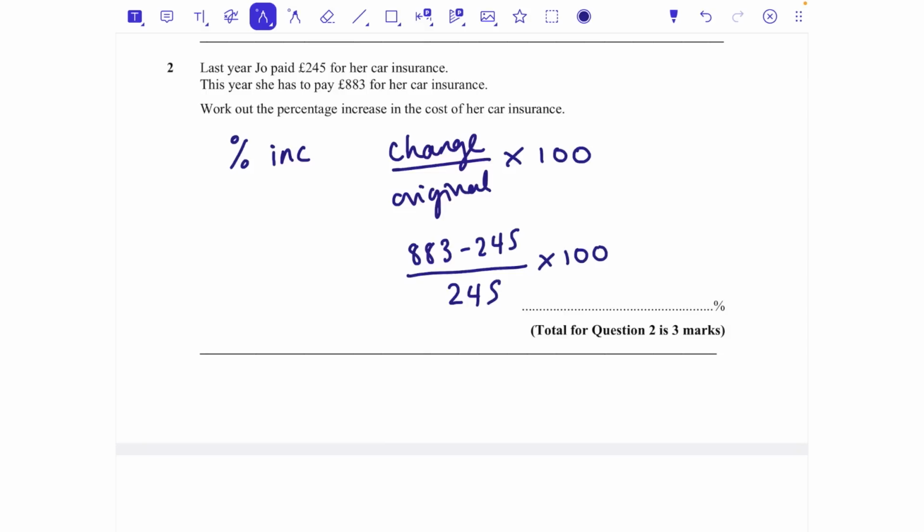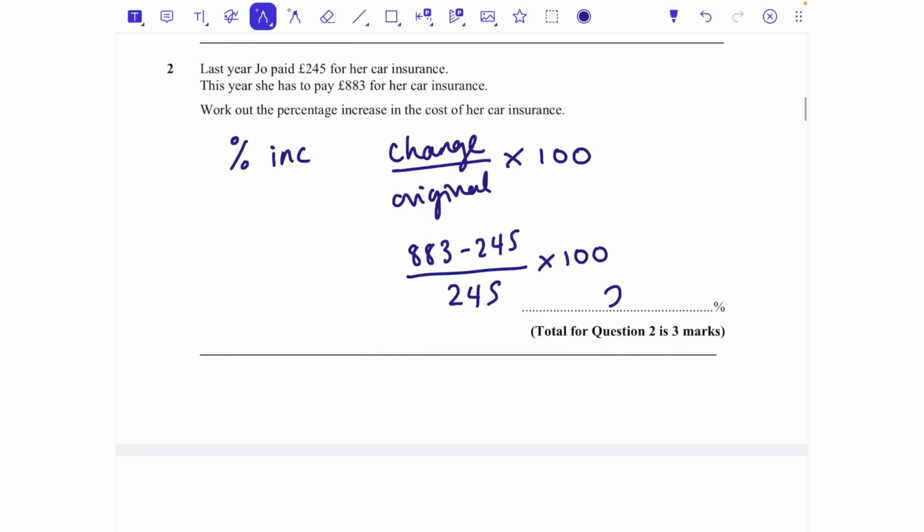So percentage increase, percentage decrease, or profit, you're going to do the same formula, and it is that change, 883 minus 245 over 245, times by 100. So change over original times by 100, and that is 260.4%. So it's a 260.4% profit.